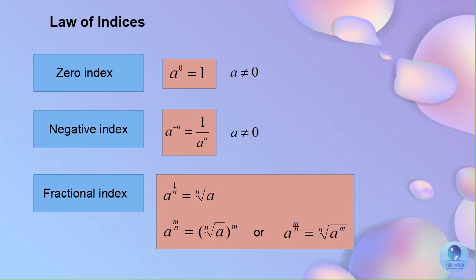Let's look at the third law, fractional index. A to the power of 1 over n equals to n root of a. For a to the power of m over n, you can write it in two ways. First, n root of a raised to the power of m, or n root of a to the power of m.